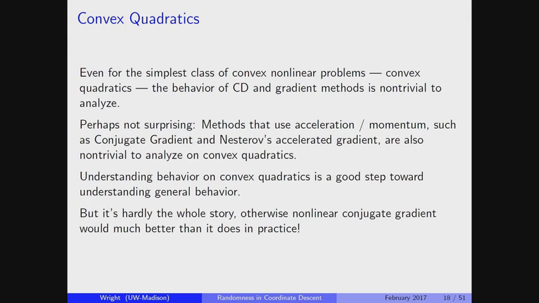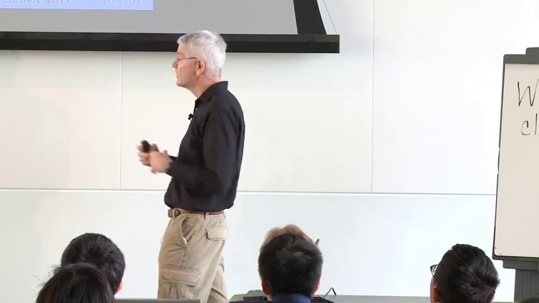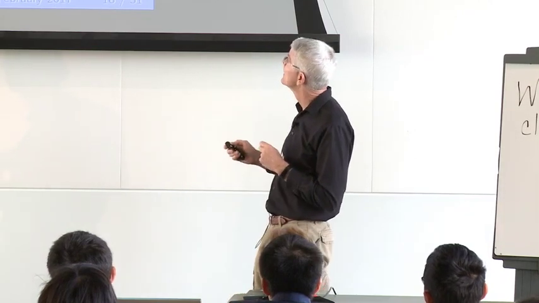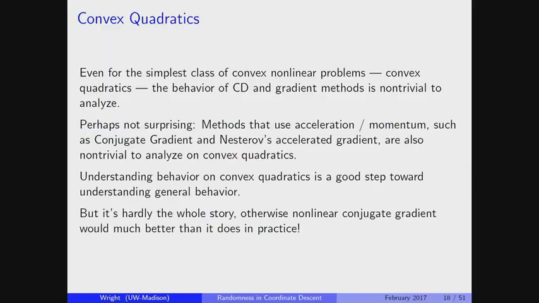I want to talk about convex quadratics because, again, I think you have to understand the easy problems first before you can really see what's happening on the hard problems. And you can argue that the easiest class of strongly convex smooth functions are convex quadratics. Okay, I guess pretty hard to argue with that. But we find that analyzing the behavior of these methods, even on convex quadratics, is actually really pretty tricky.